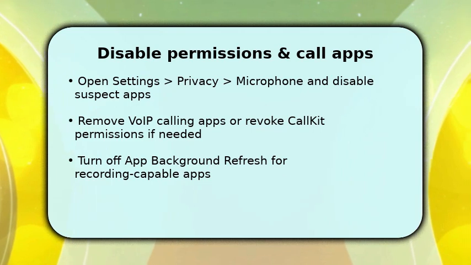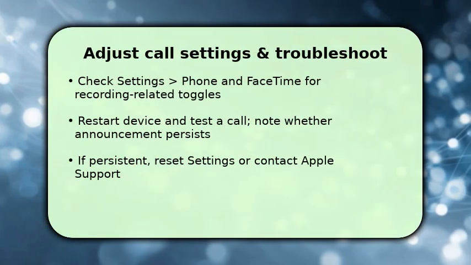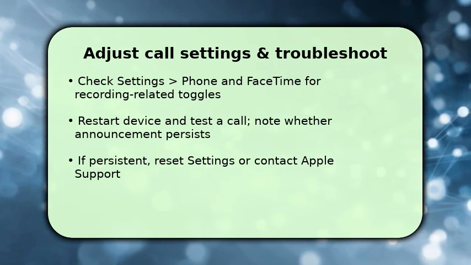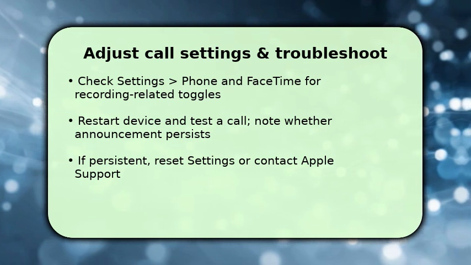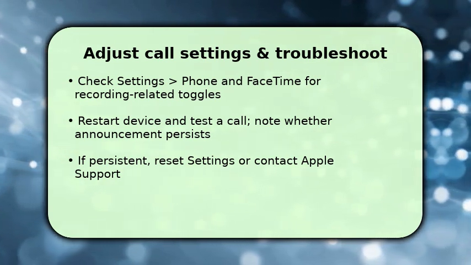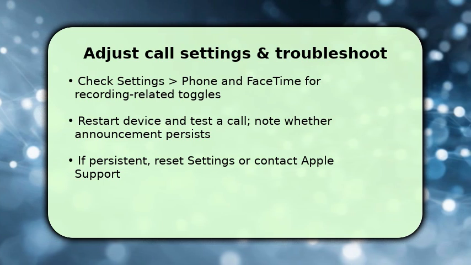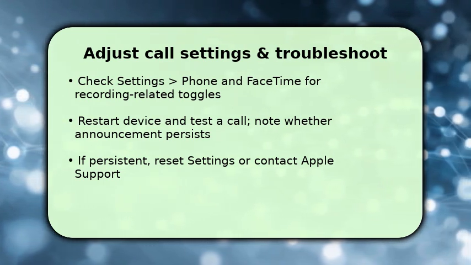Finish by inspecting call-specific options. Open Settings, Phone and FaceTime to look for any new recording toggles or call management features introduced by iOS updates and disable them. Once done, restart your iPhone and place a test call to confirm the announcement is gone.